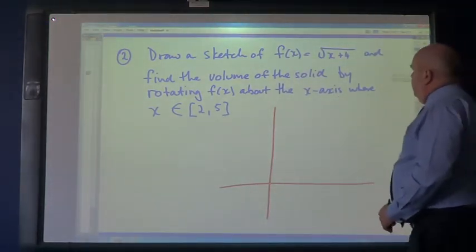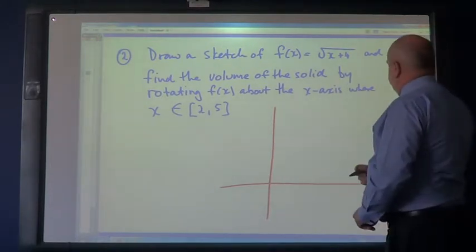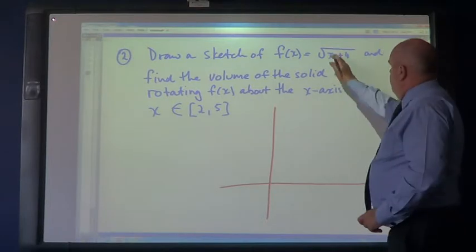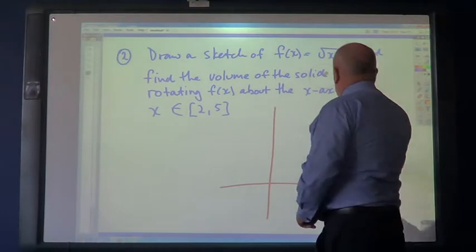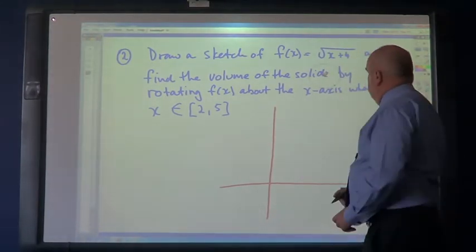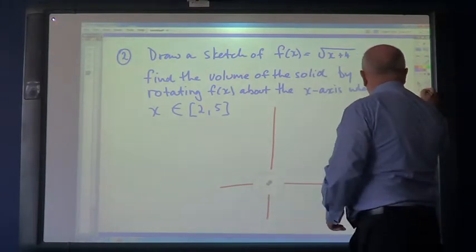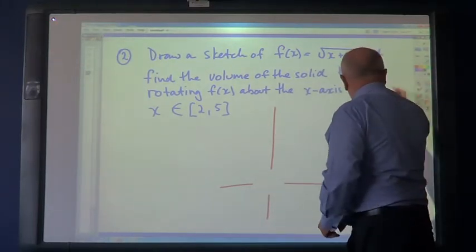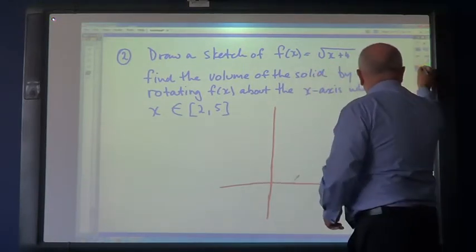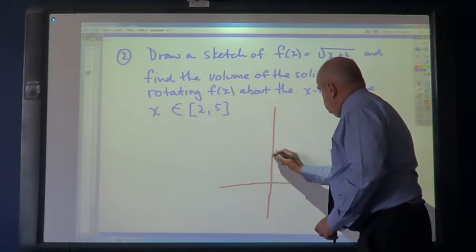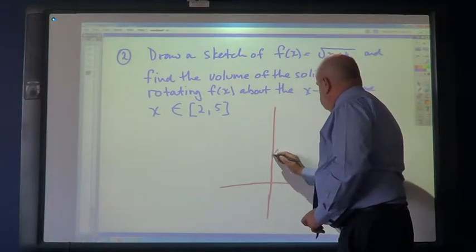Well, a good starting point is to see what happens when x is 0. Okay? When x is 0, we have f(x) equaling 0 plus square root of 4, which is 2. So it has a y-intercept at 2, doesn't it? So we could plot that point as a beginning point. So let's do that right now. I'm going to fix up that. Right, okay. So x is 2. And we know that it's going to be of the shape I showed you before.